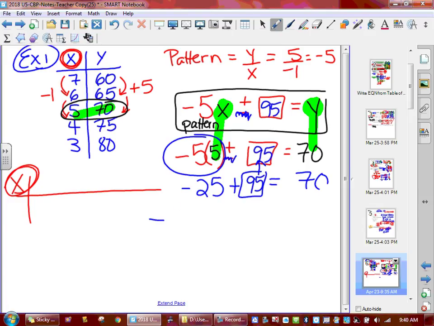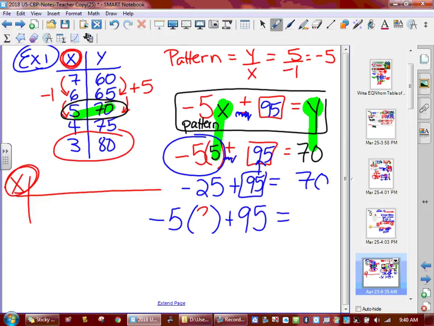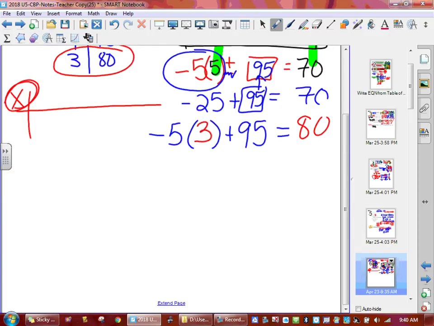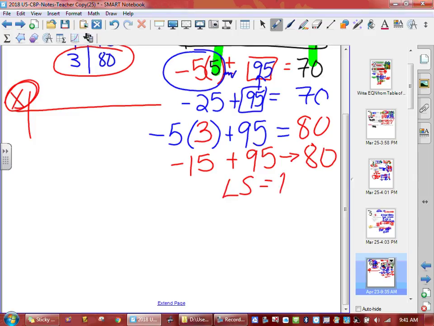So now we need to do one more test point to make sure this works. So, negative 5 times a number plus 95 we found equals the y number. So, we need to pick one more test point. Which test point would you like? 3 and 80. All right, we're going for 3 and 80. 3 for x, and the right hand side has to equal 80. All right. What's negative 5 times 3? Negative 15. If I add 95, it's negative 15. How big do I get? Positive 80. Okay, so we get the left side equals the right side.